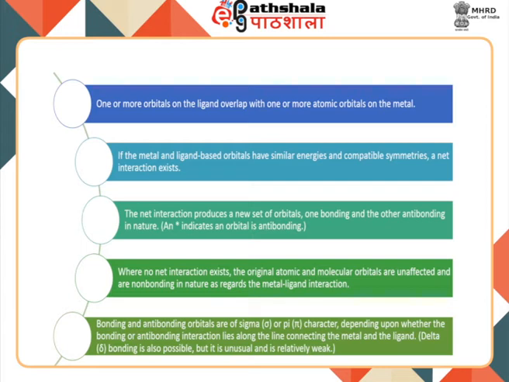A star basically indicates that the orbital we are talking about is antibonding in nature. Fourth, when there is no net interaction between the atom and the orbitals, then the molecular orbitals are unaffected and are non-bonding in nature as regards the metal-ligand interaction.